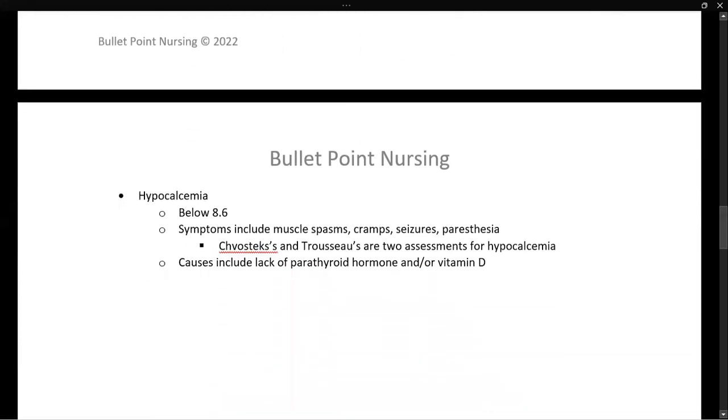When a patient has a low calcium, that is hypocalcemia, symptoms of this include muscle spasms, cramps, seizures, and paresthesias. Chvostek sign and Trousseau sign are two assessments that we use for hypocalcemia. And causes of hypocalcemia include a lack of parathyroid hormone and/or vitamin D.